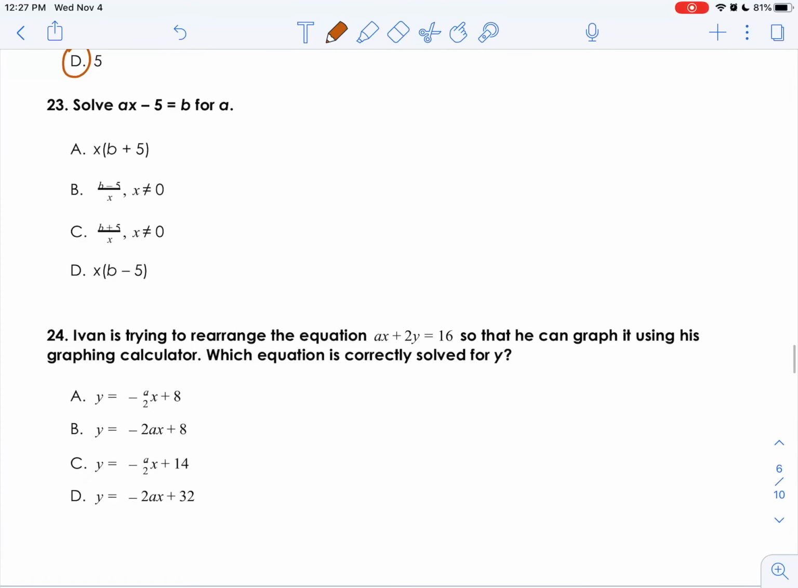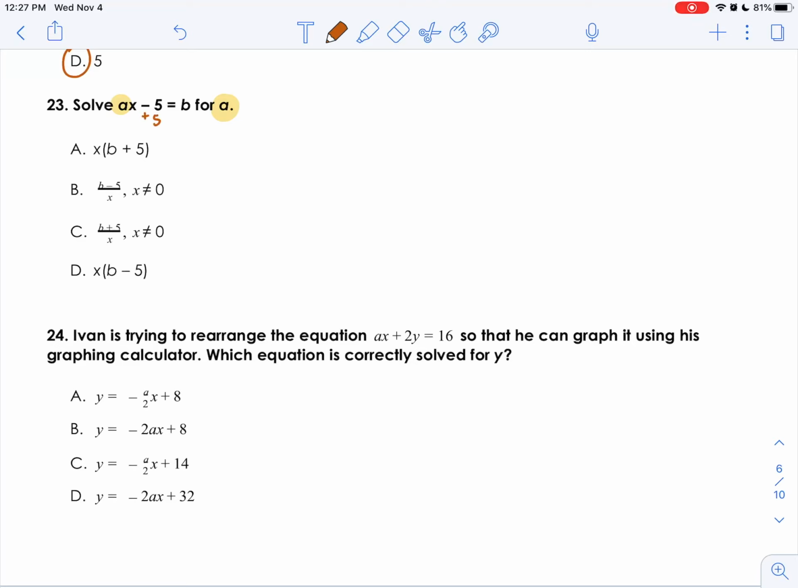These next two problems, we're going to be solving an equation, but these are a little bit different because we have multiple variables, and it's telling me which variable I'm solving for, meaning which variable I'm getting alone. So 23 says solve ax minus 5 equals b for a, meaning I'm trying to get the a all by itself. So if we're trying to get the a all by itself, we're going to use the same strategy we would use just for solving an equation.